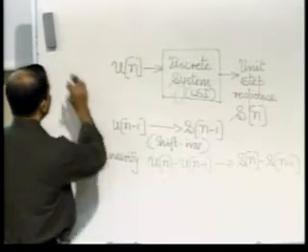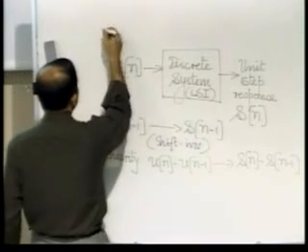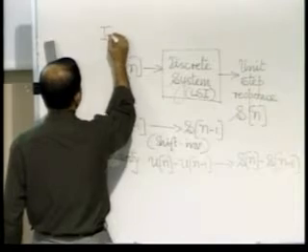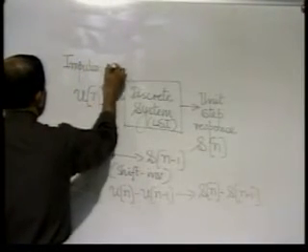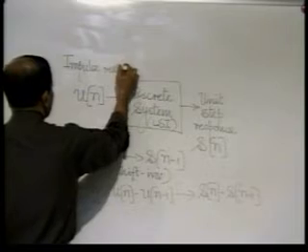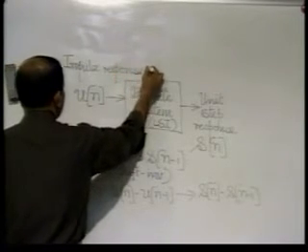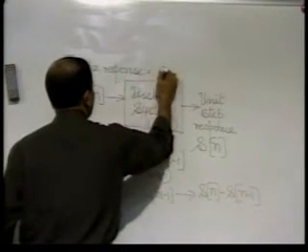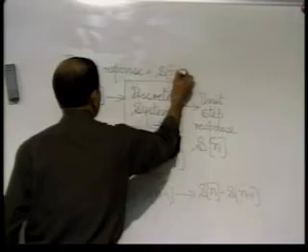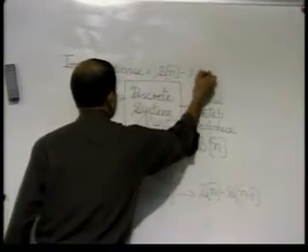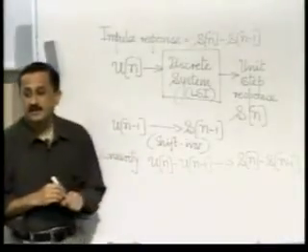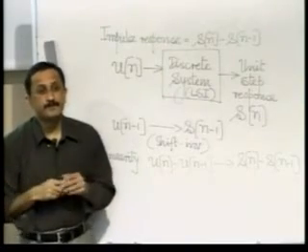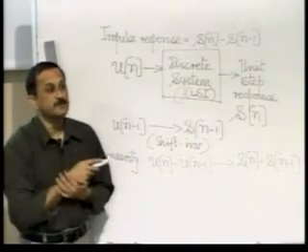And therefore, we can obtain the impulse response. I might write it here. The impulse response of the system is given by S of n minus S of n minus 1. So, if I know the unit step response, the unit impulse response can be obtained by taking the first difference on the unit step response.